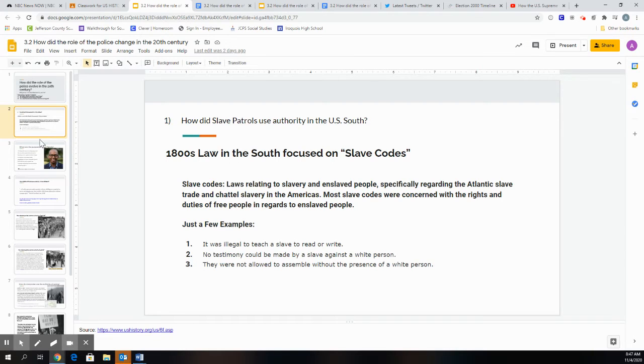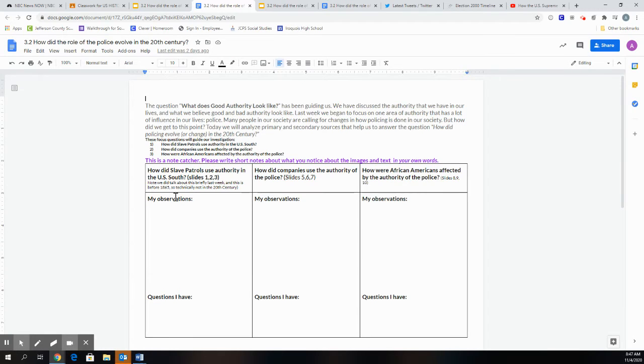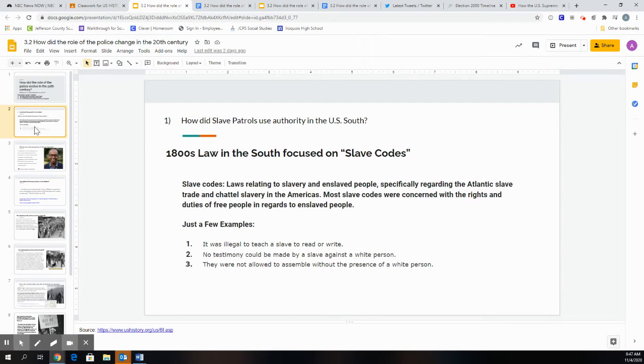So just a couple things. We're looking at the original police, they were called slave patrols. And their job was just to make sure that there weren't enslaved persons walking around without permission. And so really, this is going to be different because you're just doing observations and questions. You're not answering questions, you're asking questions. And so for here, you're going to do slides 1, 2, 3, and 4. Or really 2, 3, and 4.